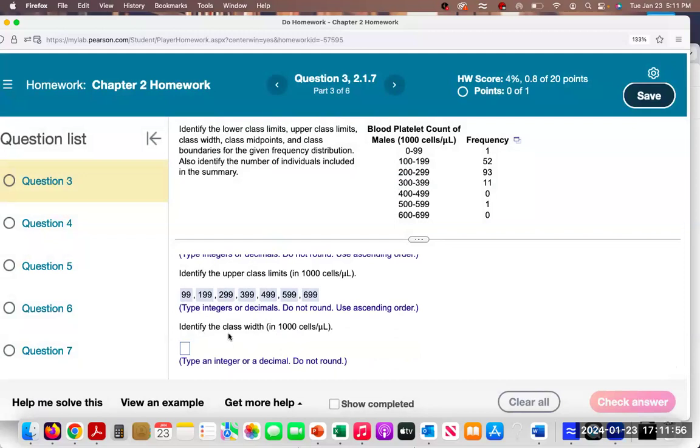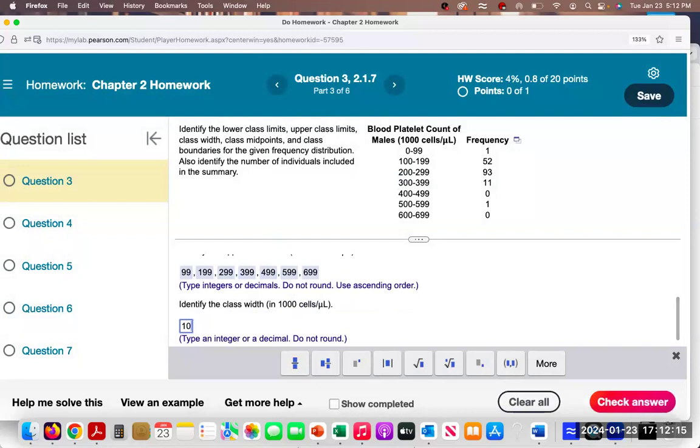Identify the class width. The class width is the difference between two consecutive lower values or upper values. So if we take the difference between two consecutive lower values, 100 minus 0 gives me 100. Or you can do the difference between 200 and 100, which is also 100. So the class width is 100.